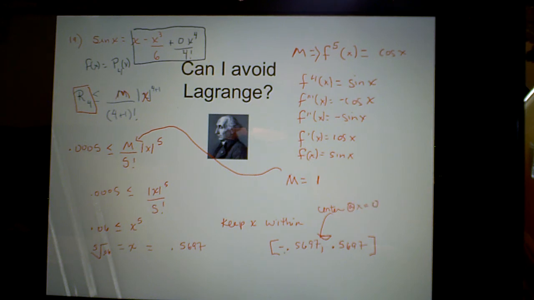As long as I go no farther left than negative 5th root of 0.06 to the right of positive 5th root of 0.06, and that way, if I put any of these values of x into my polynomial, so using x minus x cubed over 6 to approximate values of sine x, as long as you use x's between these two values, your error will be no greater than 5 times 10 to the negative 4th.